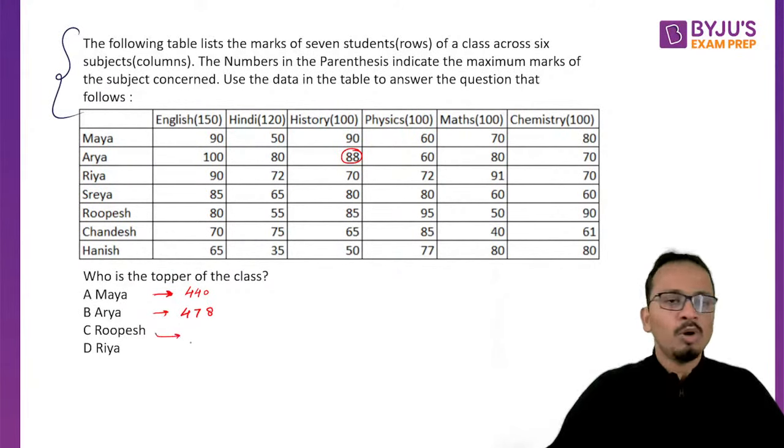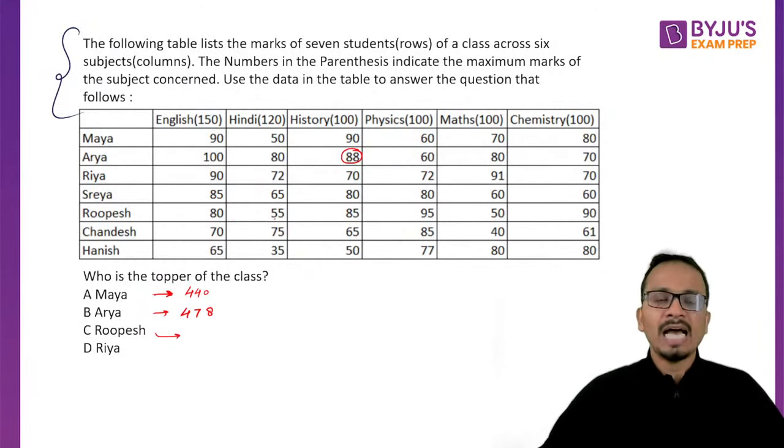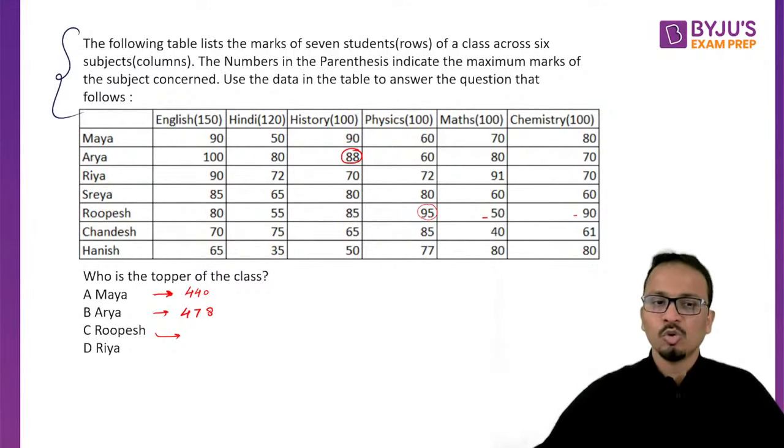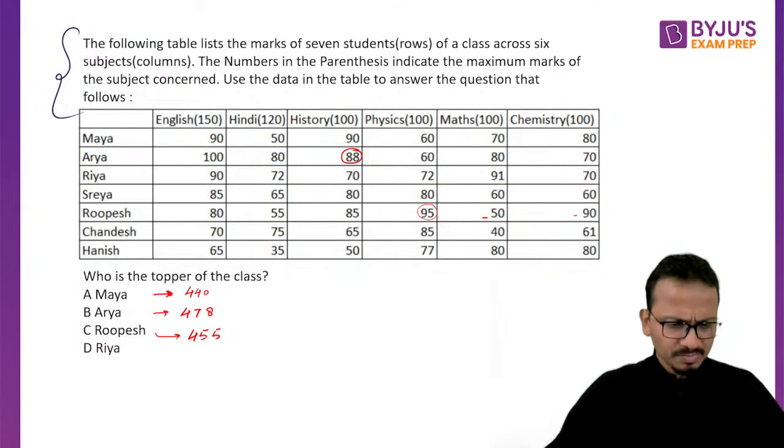Now what is the sum of Rupesh? 80 and 50, 130, 130 and 80, that is 210. Now I'll balance this 10. So 220, 220 and 100, I'm considering this value as 100. 320, 370, 370 and 90, that is 460. Now subtract 5 because I considered this as 100, so it will be 455. So Rupesh is 455. I hope I am doing the correct calculations.